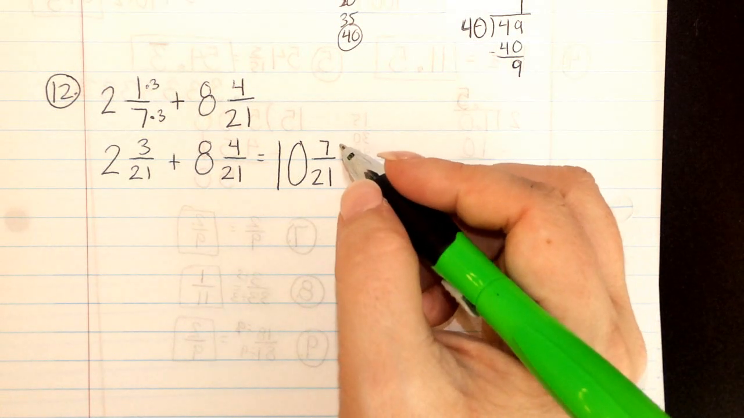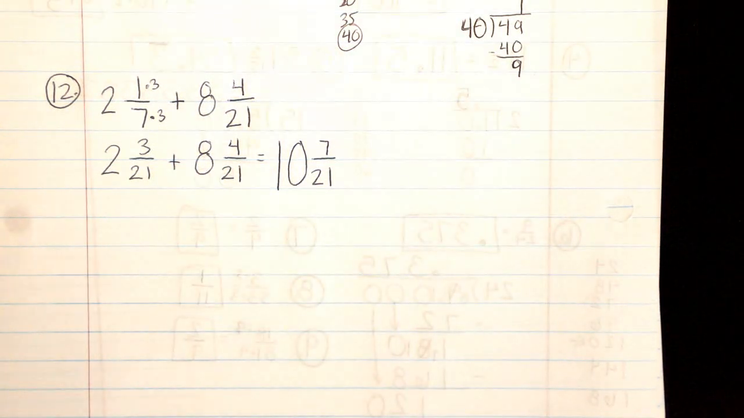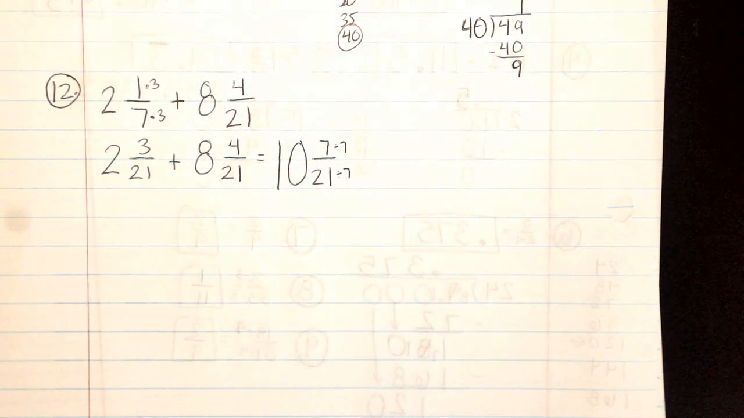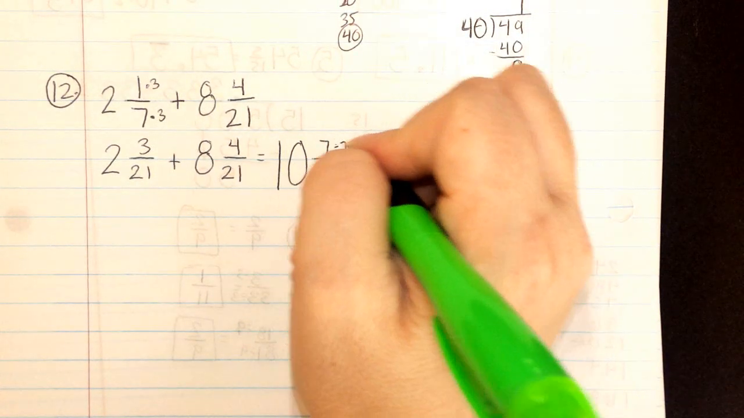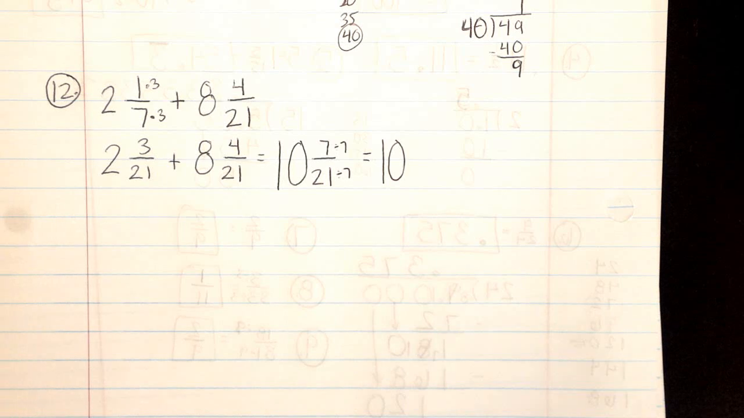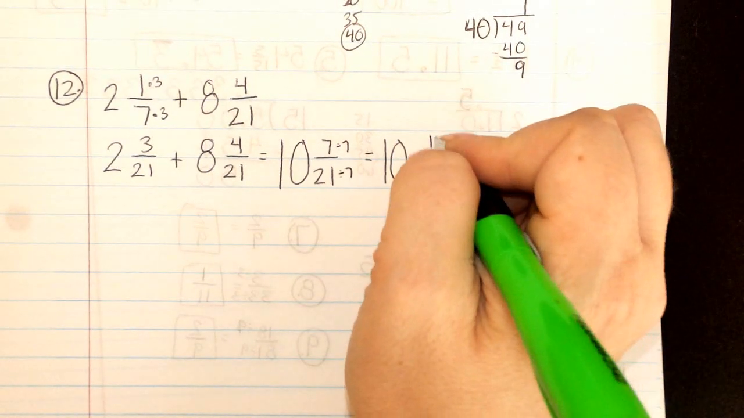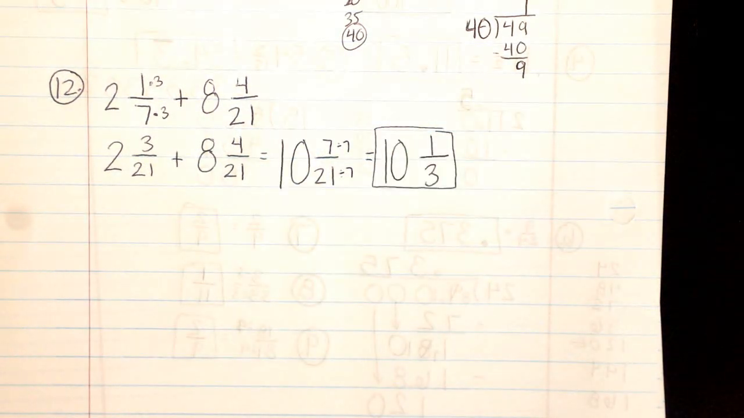3 will not go into 7. What's happening in your head, you're thinking 7 goes into 21 3 times, right? But the number I'm actually dividing by is 7. So I still have my 10. 7 divided by 7 is 1. And 21 divided by 7 is 3. And that's where y'all are getting that 3 from, the ones that wanted to use 3.